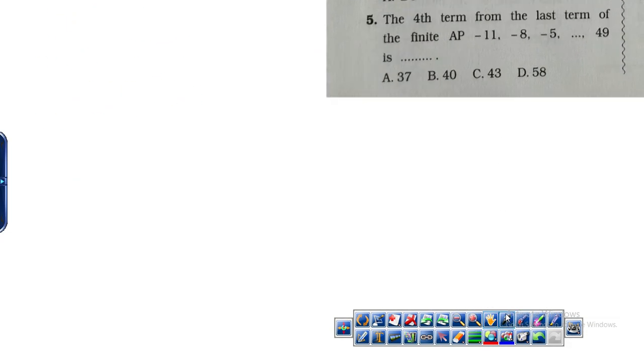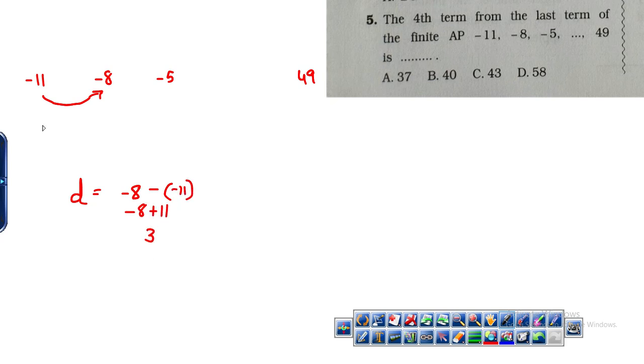Fifth question. The fourth term from the last term of the finite AP. Typical textbook question. AP is minus 11, minus 8, minus 5, up to 49. Calculate d: minus 8 minus minus 11, 3 will come, plus 3, plus 3. So plus 3, plus 3, plus 3, going on you will reach 49.